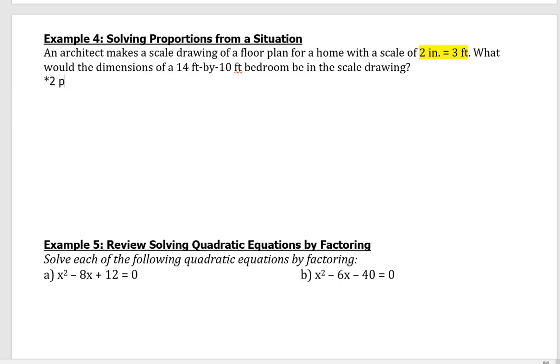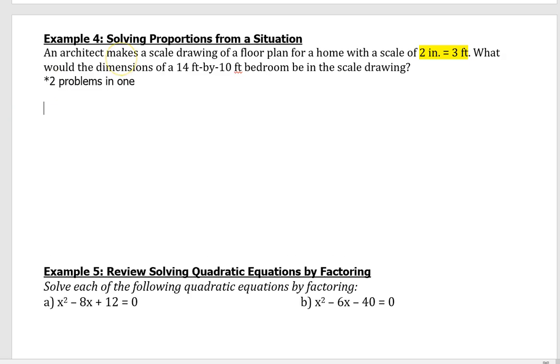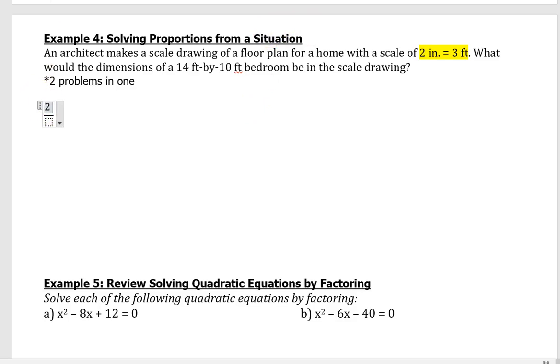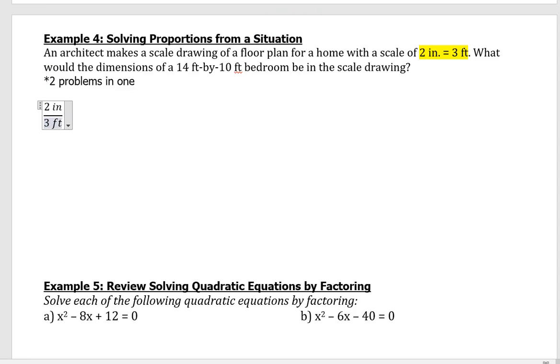This question is really 2 problems in one. So it's not hard to do. We're going to set up a proportion real quick. Let me grab my fraction. Alright, and I'm going to set this so it's on this side of the problem. Okay, here's what you want to do. Set up your scale. You have 2 inches representing 3 feet here.